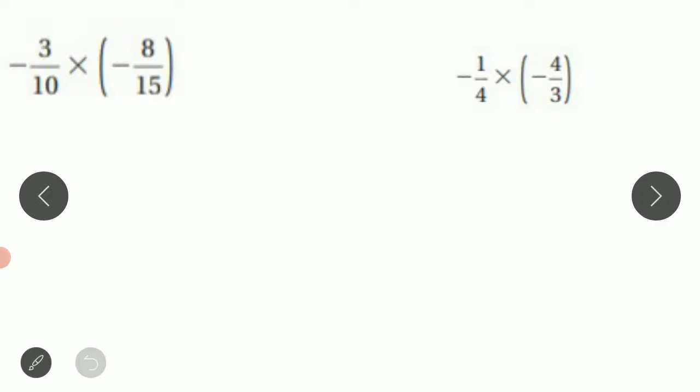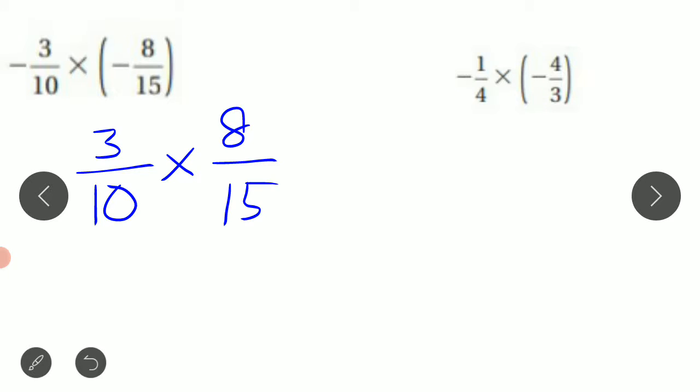When you are going to multiply rational numbers, first let's multiply the sign. Minus into minus is plus. The answer is becoming positive. Then let me write the remaining rational numbers: 3 by 10 into 8 by 15, because the sign became positive. Minus into minus is plus, so in the answer we have positive only.